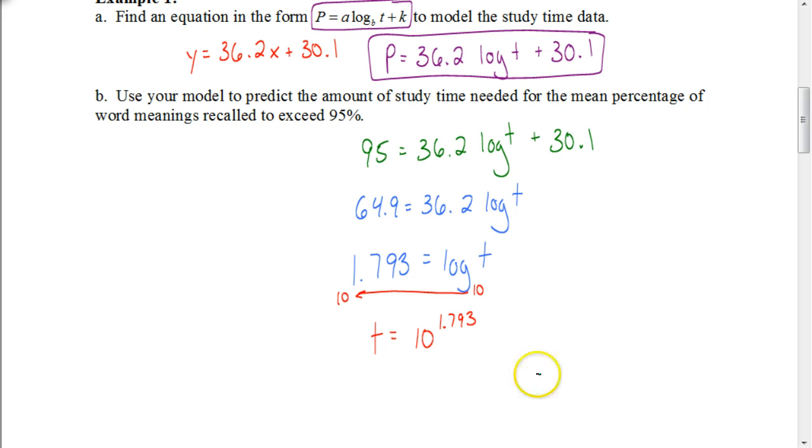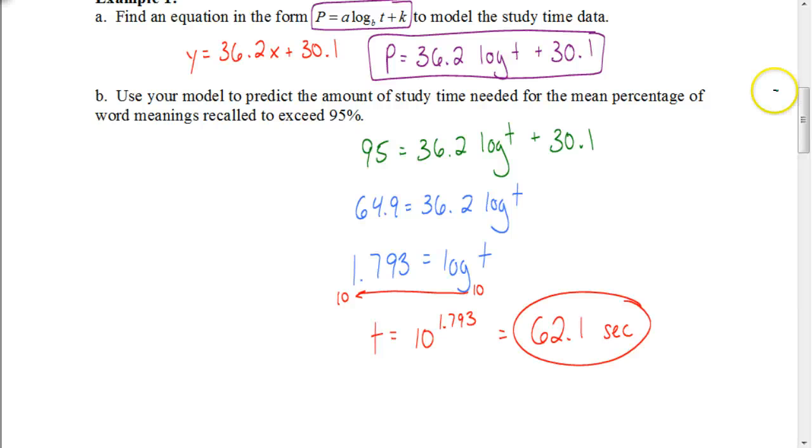And if I plug that into my calculator, we get about 62.1 seconds. So if I wanted someone to recall each word and its meaning at 95% accuracy or better, I would want to make sure I give them at least 62 seconds to look at each word and its meaning.